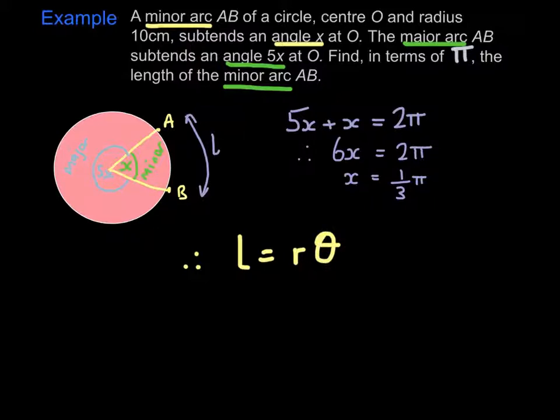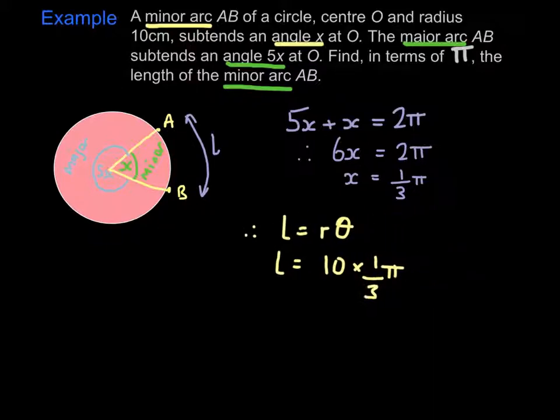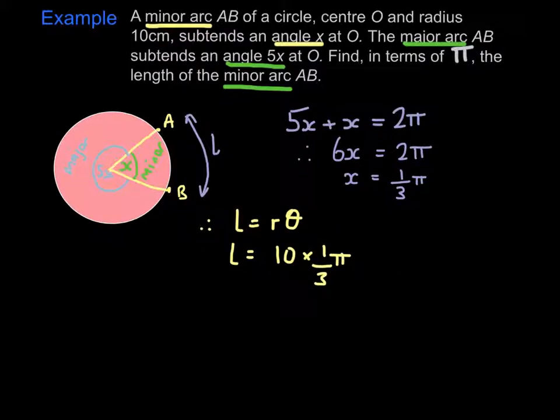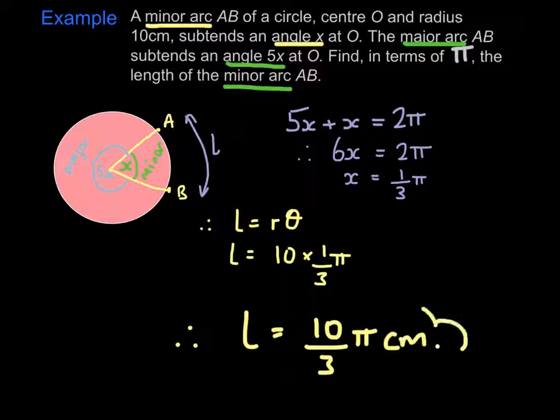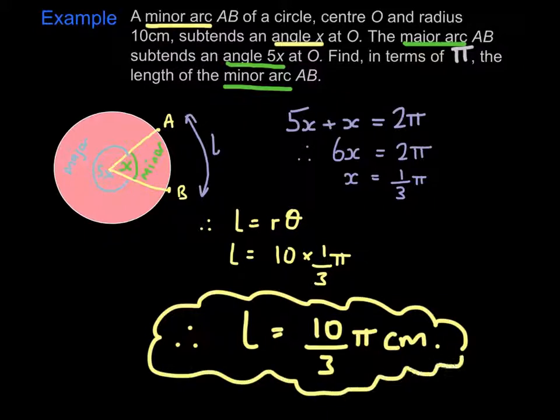Because now we just use L equals r theta. So L is going to be equal to 10 multiplied by a third pi. So 10 times a third is just going to be 10 over 3. So the length of the arc is just going to be 10 over 3 pi centimeters. Okay, again, slightly tough, but simple really. So let's see if we can do something a bit tougher then. And because we leave it in terms of pi, that's our answer done. That's the accurate way to leave our answer as well.